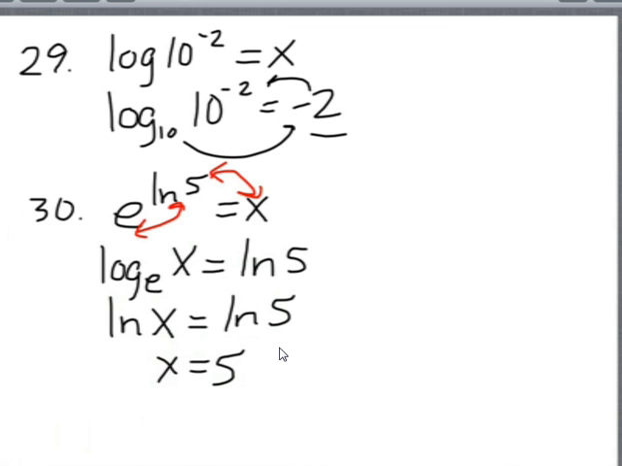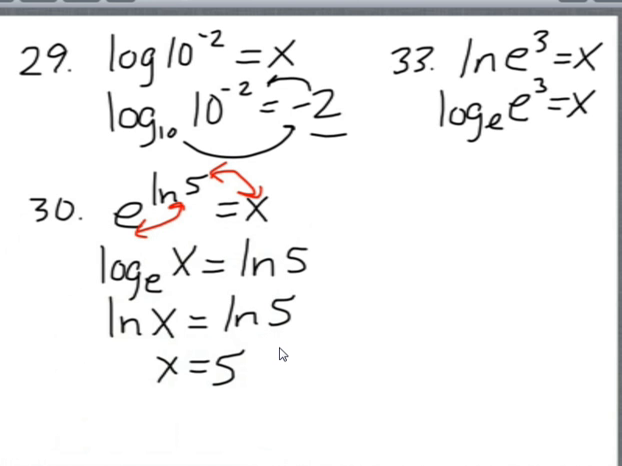Okay, I'm going to skip and do number 33, and I'm going to come back to 31 and 32 because they are the basic principles of all this. So let's skip to 33. 33 says natural log of e to the third. We'll say that equals x. That's the same as log base e of e to the third equals x. We've done that a few times, so you should recognize that x is equal to 3. So x is equal to 3 because we're saying e to the x equals e to the third. So it has to equal 3.